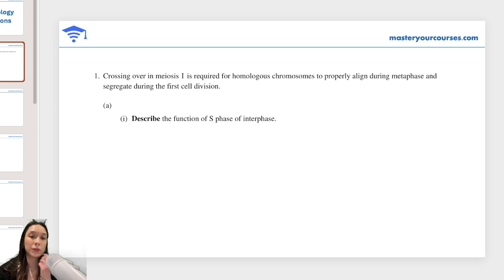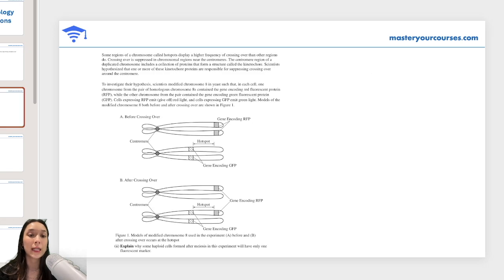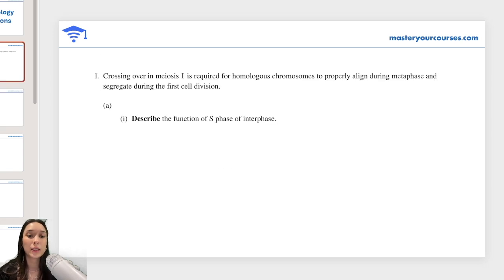So to start off with this first one, the start of the question says, crossing over in meiosis 1 is required for homologous chromosomes to properly align during metaphase and segregate during the first cell division. So this first sentence is actually very important. It goes along with this question that you can see here, but this kind of sets the stage for it, and this is going to be fairly important for the last part of the question.